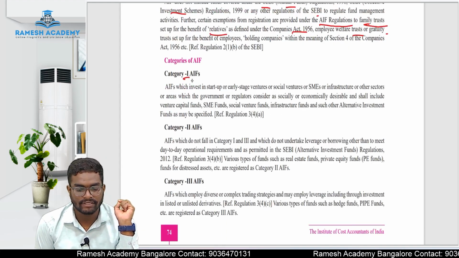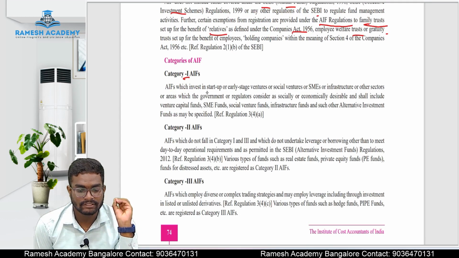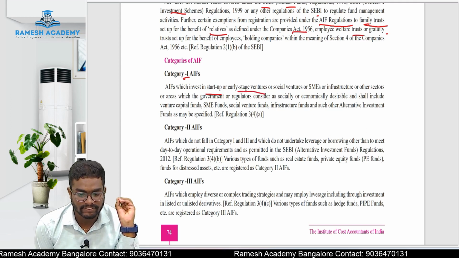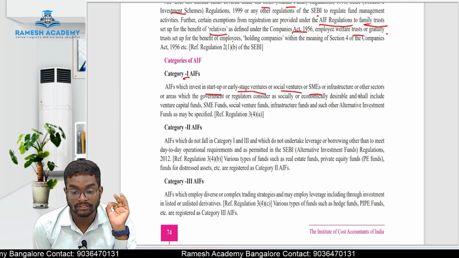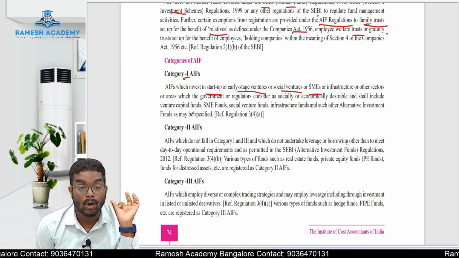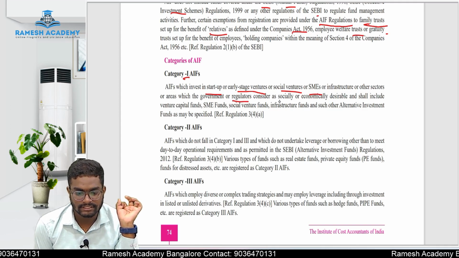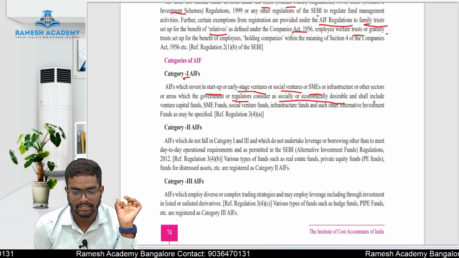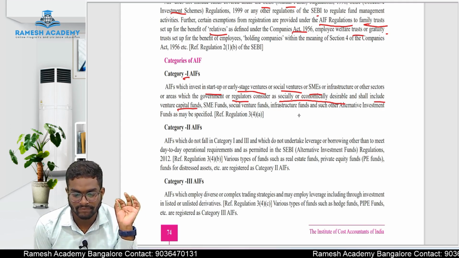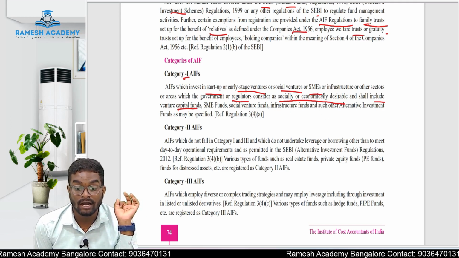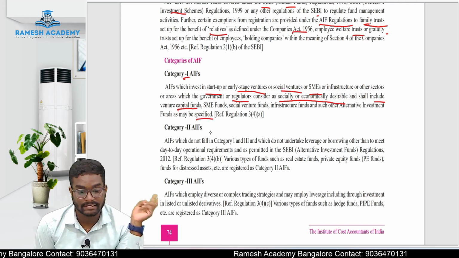Category 1. In category 1, AIFs invest in startups and early stage ventures, social ventures, SMEs, small and micro enterprises, or infrastructure or other sectors or areas which the government or regulators consider as socially or economically desirable, and shall include venture capital funds, SME funds, social venture funds, infrastructure funds, or such other alternative investment funds as may be specified. Next, we have category 2.